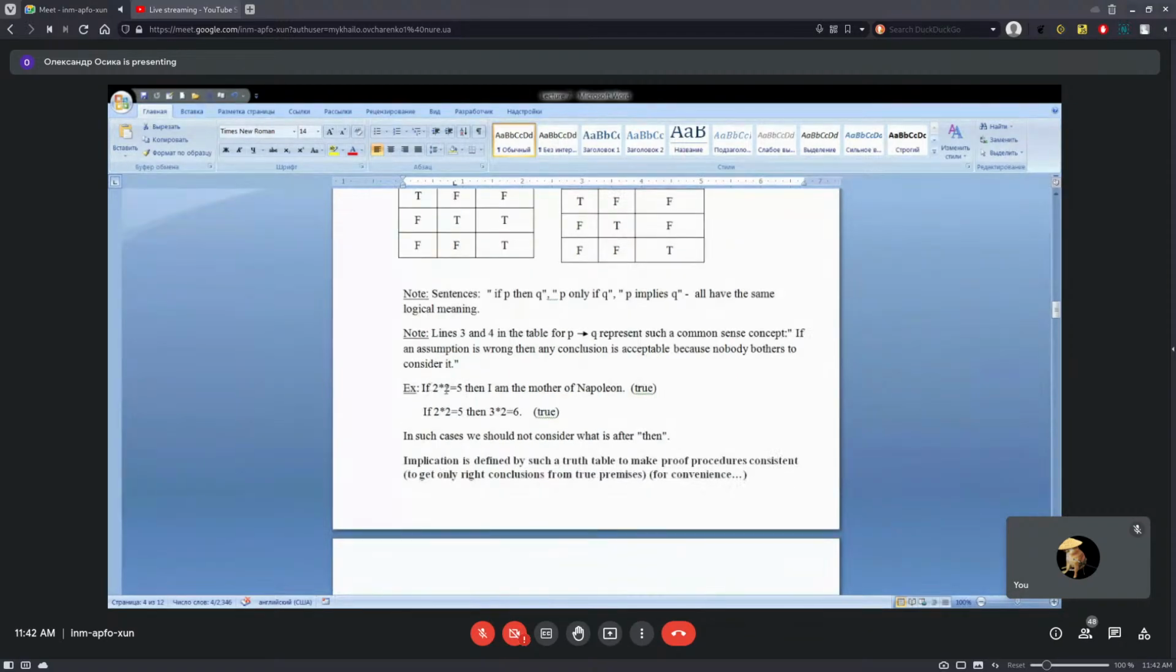Example: if 2 by 2 equals 5, then I am the mother of Napoleon. If 2 by 2 is 5, which is false, then I am the mother of Napoleon. Well, we assume, let it be, just leave me alone. True, we take it. If 2 by 2 equals 5, then 3 by 2 is 6. Also true, because we don't want to start proving something with a premise which is false. In such cases, we should not consider what follows after them.